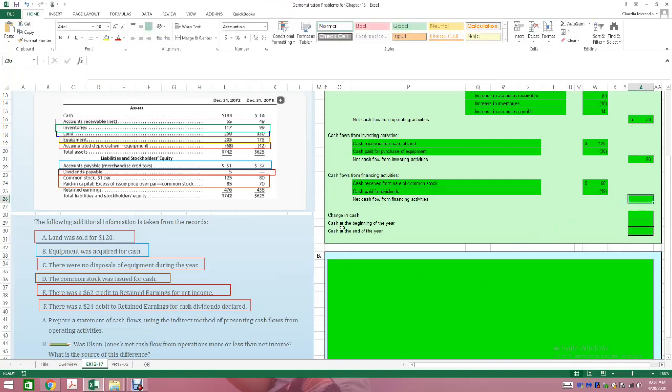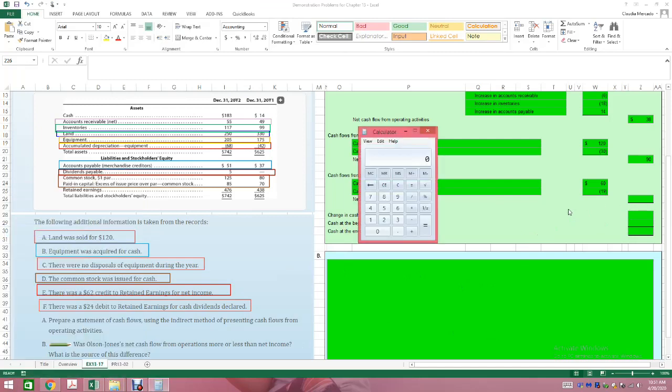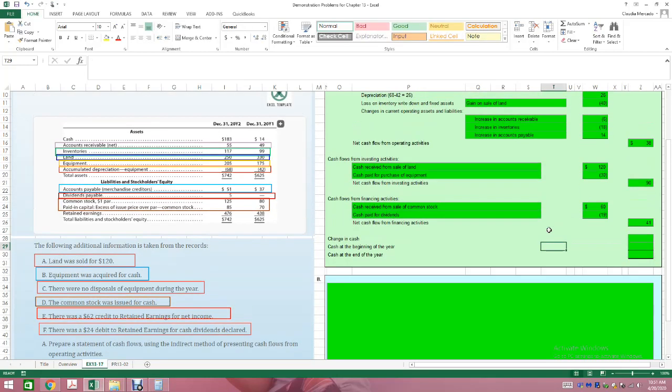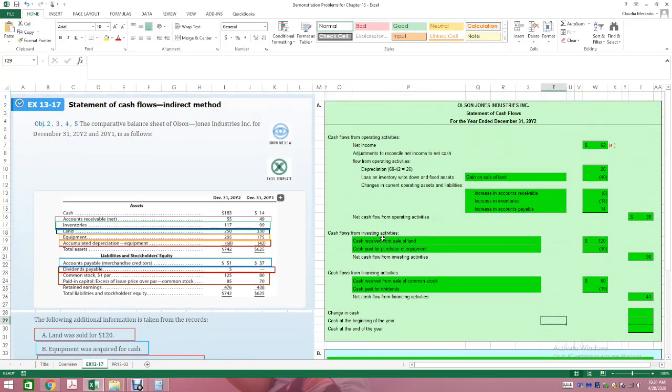So now I can figure out my net cash flow from financing activities. It's $60 minus $19. That's $41, positive. So we've already figured out my net cash flow from operating, my net cash flow from investing, and my net cash flow from financing.